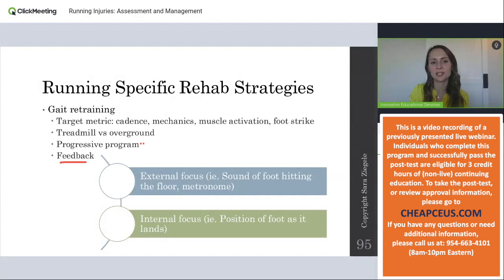And then finally on this side, we're going to talk about feedback. So we've got internal focus feedback and external focus feedback. External tends to be the most effective. So the difference between the two, an internal focus is really thinking about the mechanic itself.